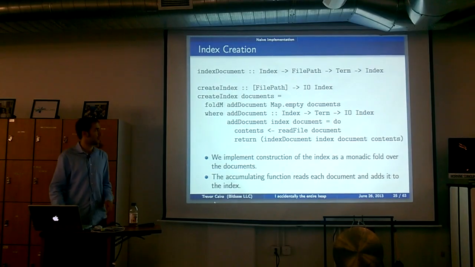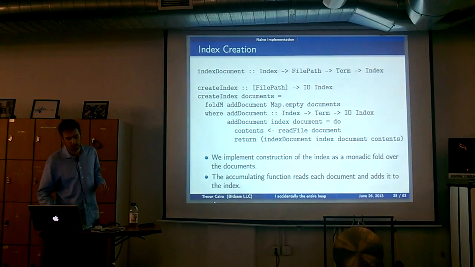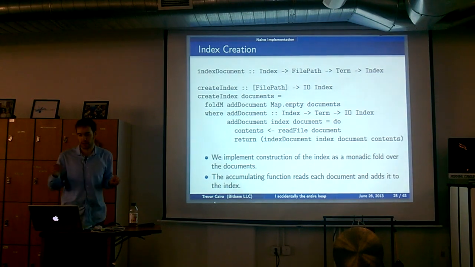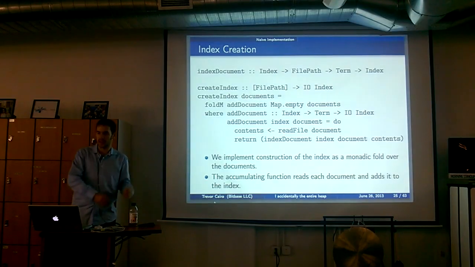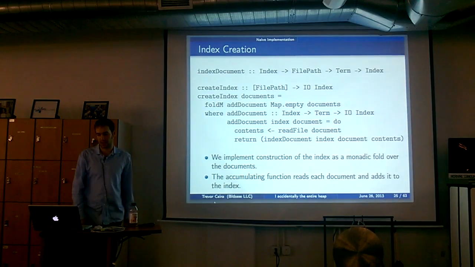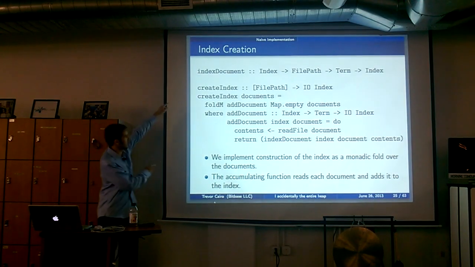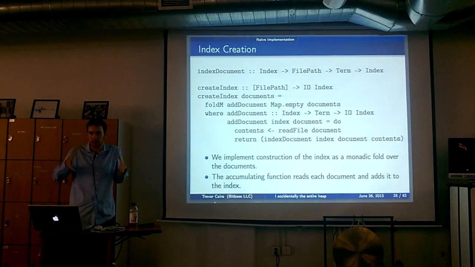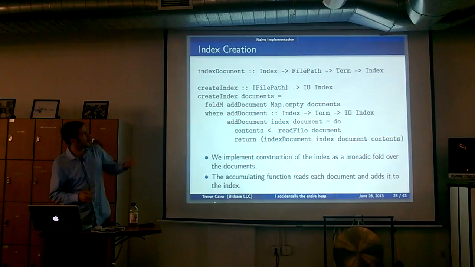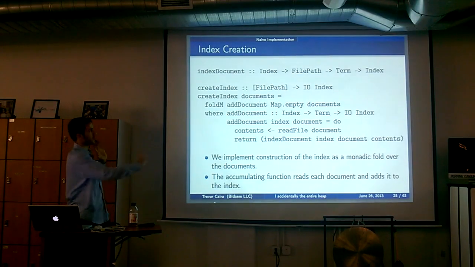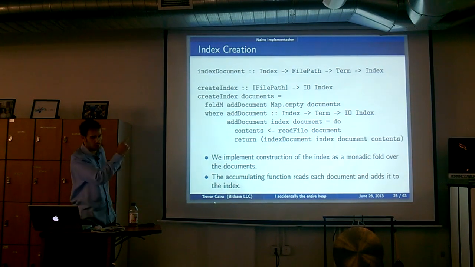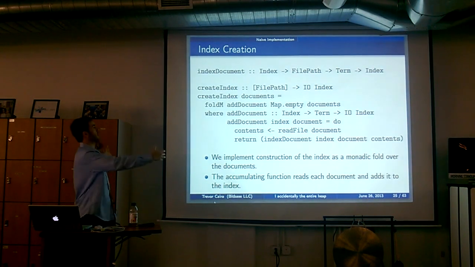So, this is how we're going to create the index. Now, suppose we have an index document method that gives us a new index given an old index, the contents of the file, as well as the path to that file. So this create index method is really the top level entry point to building an index from the file system. We're given a list of the paths to the documents that we want to index, and we produce an IO action which returns an index that's fully created, okay?